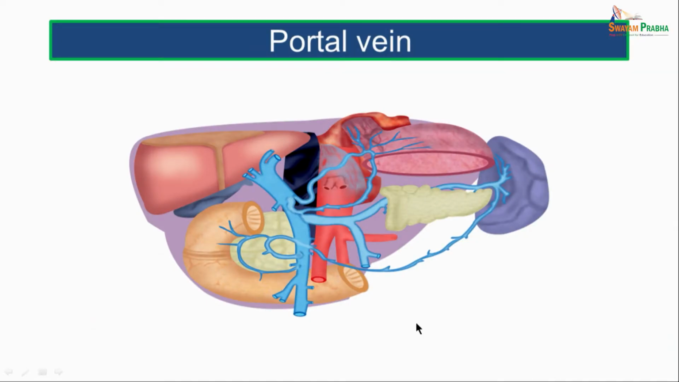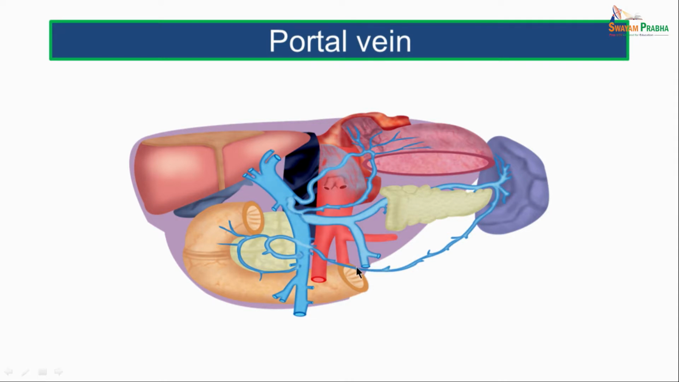The same is shown here in this picture, the entire venous system draining the stomach. So, what we see here is the short gastric veins draining into the splenic vein. The left gastroepiploic also drains into the splenic vein. The splenic vein, on its way to the formation of the portal vein, receives the inferior mesenteric vein and ultimately joins with the superior mesenteric vein to form the portal vein.